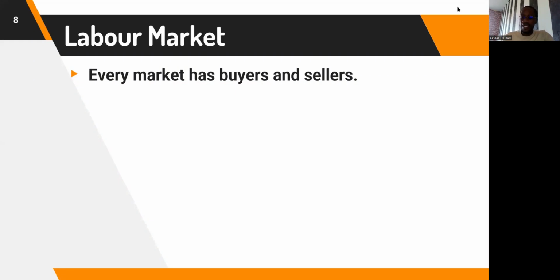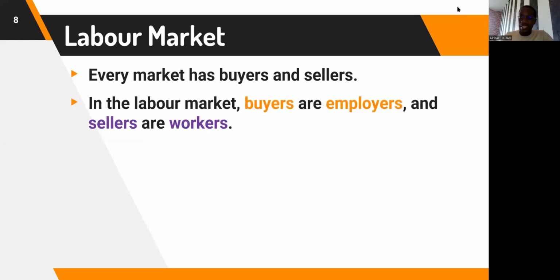In every market, there are buyers and sellers. In the labor market, the buyers are the employers because they are the ones that are going into the market to buy labor. The main commodity in the labor market is labor. So when you go to the market, as an employer, you are going to buy the labor. And then as a worker, you are going to offer yourself for employment. So you are selling yourself. You are selling labor. So in the labor market, buyers are employers, sellers are workers. I believe that is very clear.